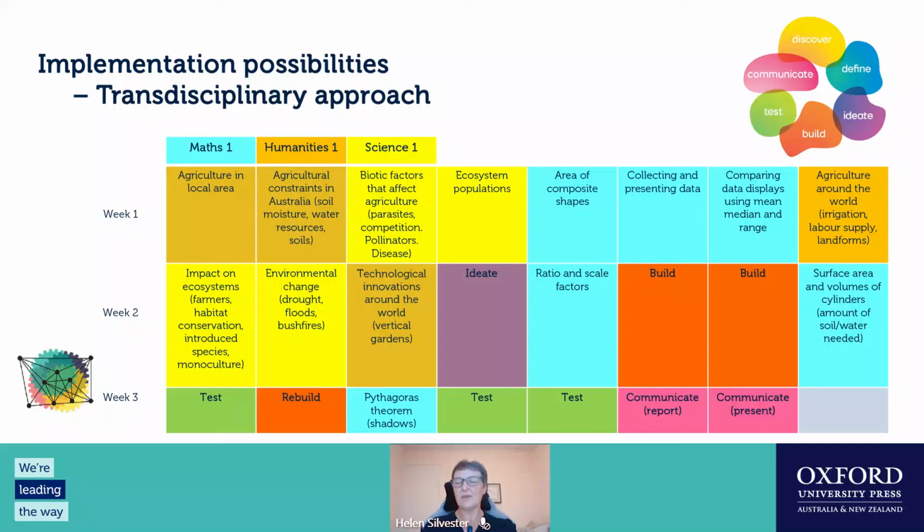Then you will have a couple of sessions on building, and that will extend out according to how much time you have. Then you're going to bring in the surface area and volumes of it. You'll test and rebuild. You can do that a number of times. Once they've built their models, they'll need to think about Pythagoras' theorem to tie in with the shadows that are generated. How close together can the vertical gardens be? Then you'll do some more testing, and then you might have communication either in terms of a report or in terms of a presentation. So you can see there's a number of different approaches.